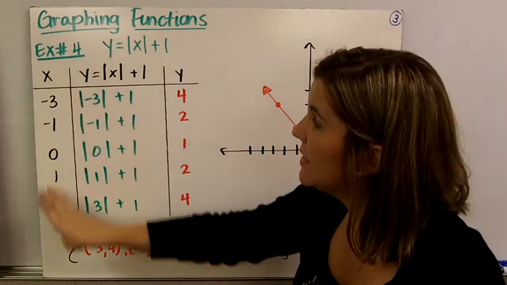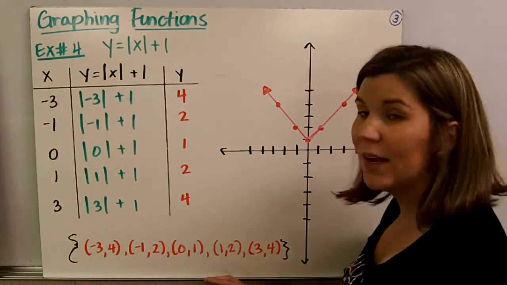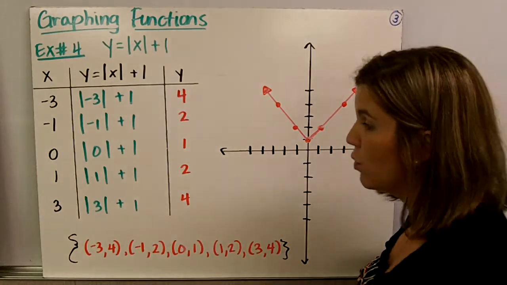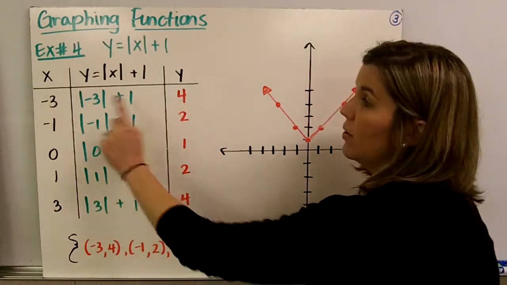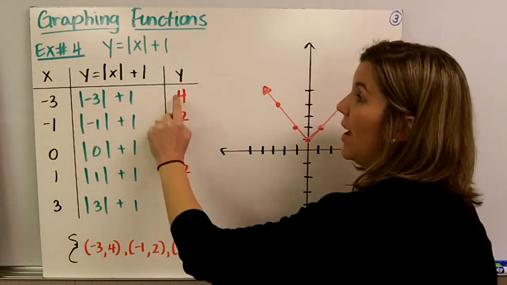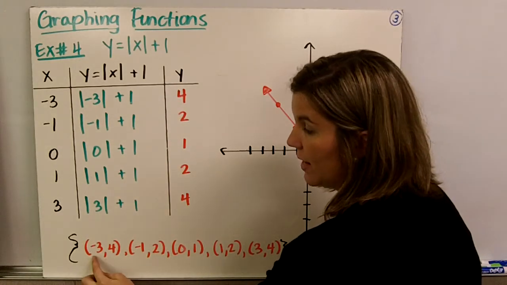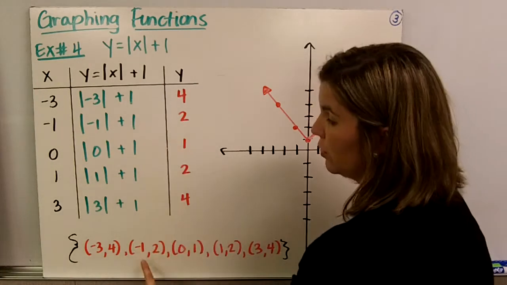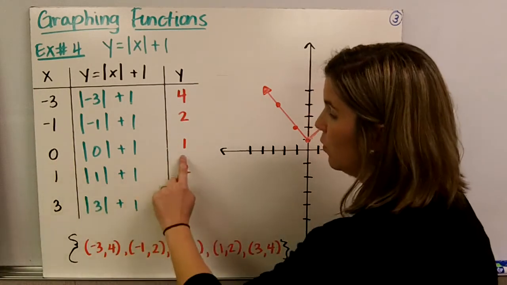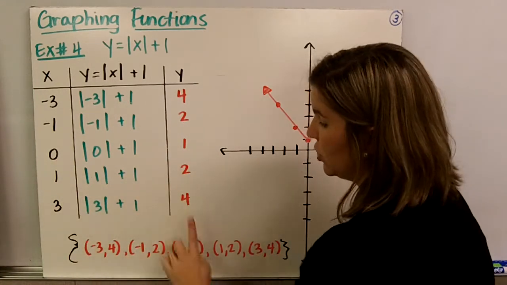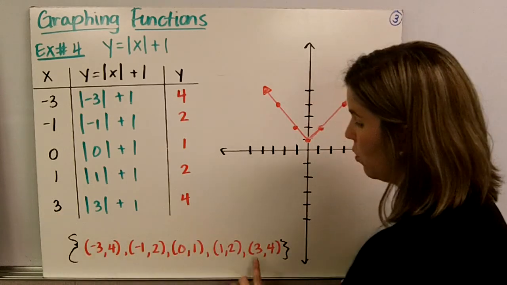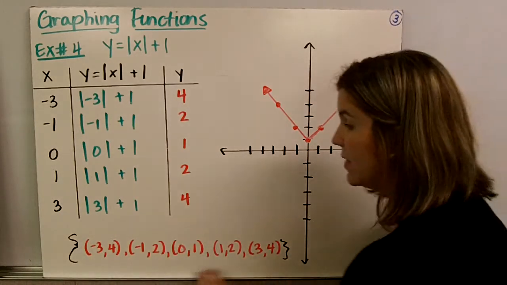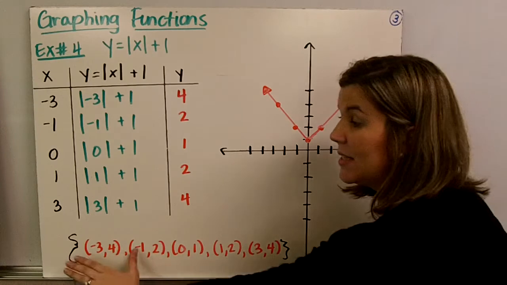Now I can take my table, my x's and my y's, and I can write this as a set of ordered pairs. When x is -3, y is 4. So that's one ordered pair. -3 for x, y is 4. -1, 2 as an ordered pair. 0, 1 as an ordered pair, 1, 2 as an ordered pair, and 3, 4 as another ordered pair. This is our function. It is a set of ordered pairs.